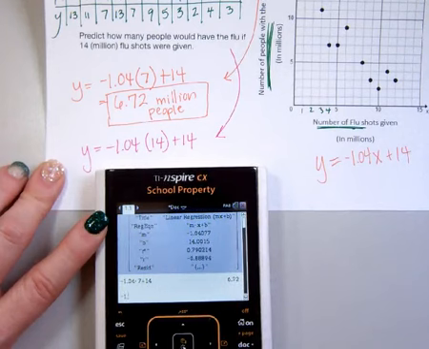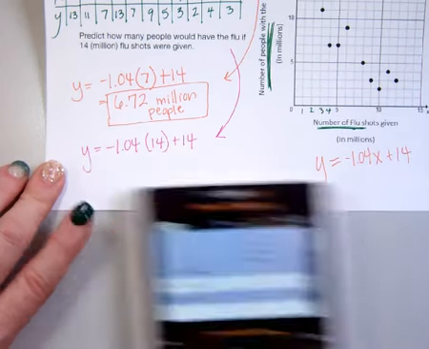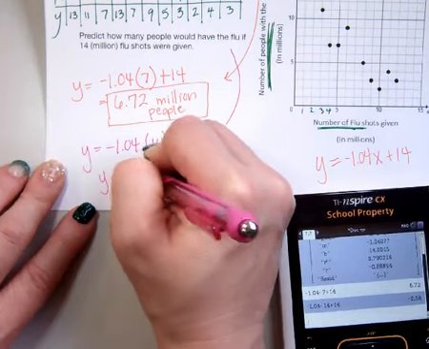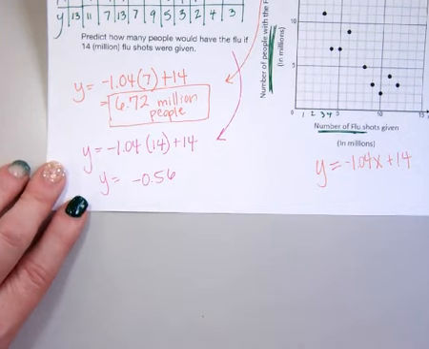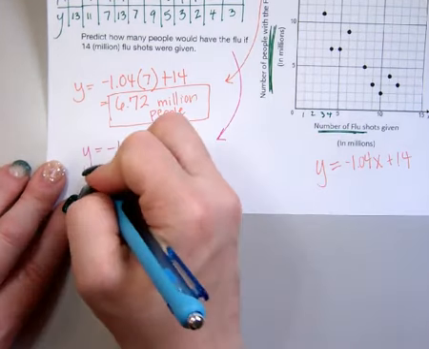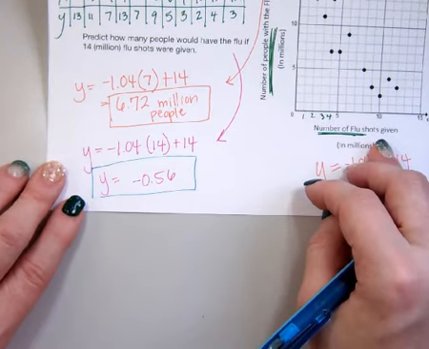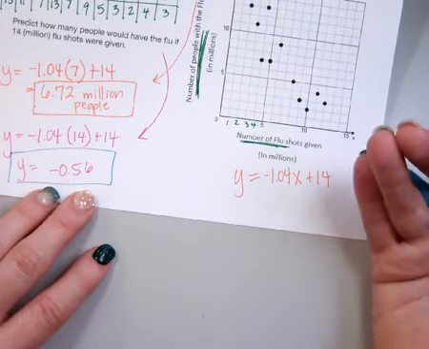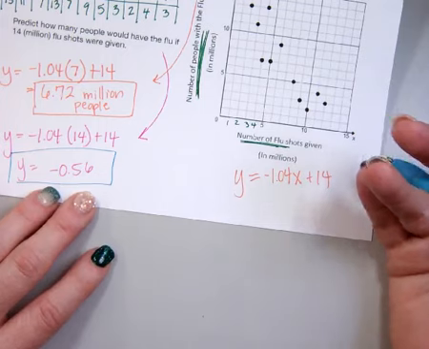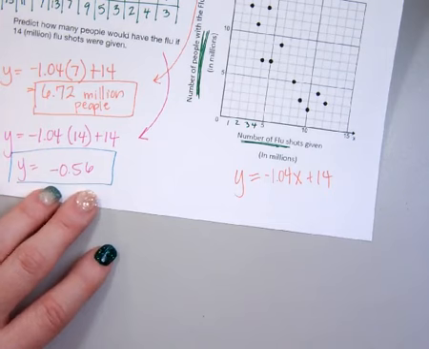Negative 1.04, parentheses 14, close parentheses, plus 14. Negative 0.56. Can we have negative people in the world? No. We still have an answer, but it's not a realistic answer, right? We can't have negative 0.56 people. So theoretically, if you gave 14 million flu shots, nobody would have the flu. But this is where math is kind of funny, because I can get an answer. It's just not really an answer that would happen in real life.